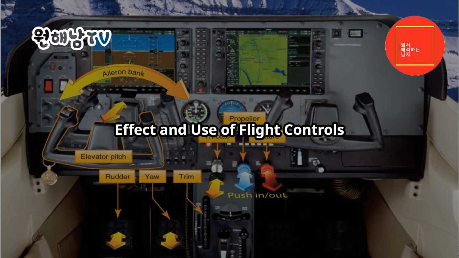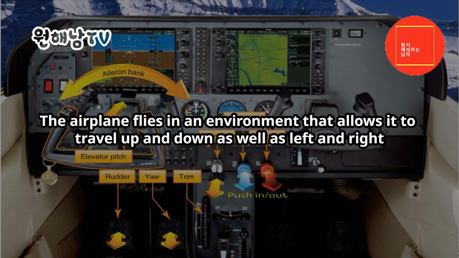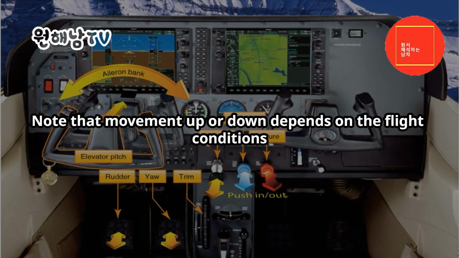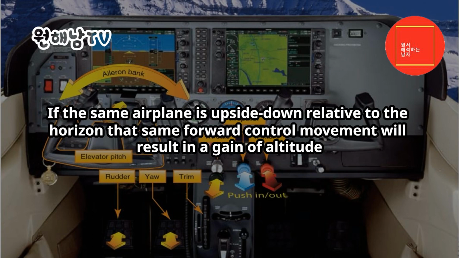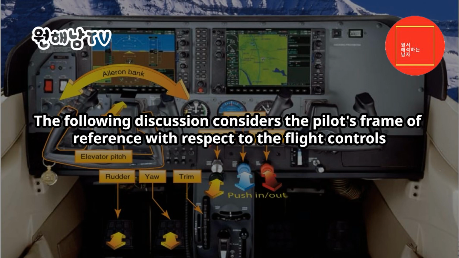Effect and use of flight controls. The airplane flies in an environment that allows it to travel up and down as well as left and right. Note that movement up or down depends on the flight conditions. If the airplane is right side up relative to the horizon, forward control stick or wheel, elevator control, movement will result in a loss of altitude. If the same airplane is upside down relative to the horizon, that same forward control movement will result in a gain of altitude. The following discussion considers the pilot's frame of reference with respect to the flight controls.